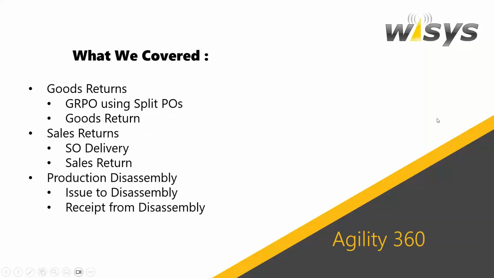So what do we cover today? At a higher level, right? We ran through the goods returns process. We used our GRPO functionality, just a standard out of the box form to do split POs, which is another new addition to the product. We received in that split PO. Again, we defaulted our receiving bin.